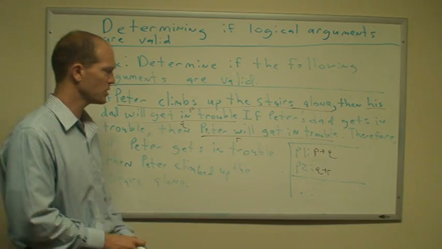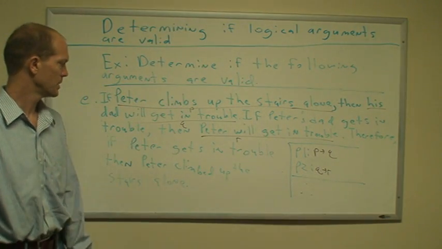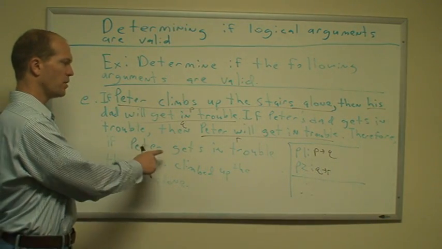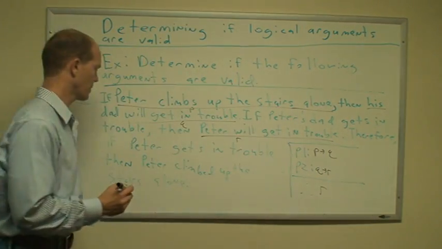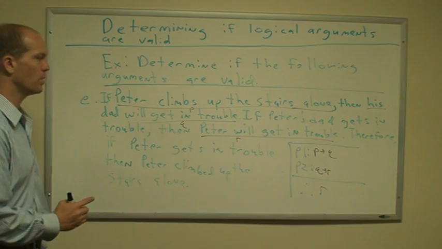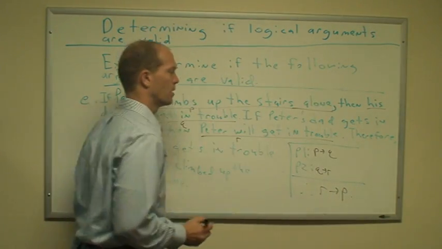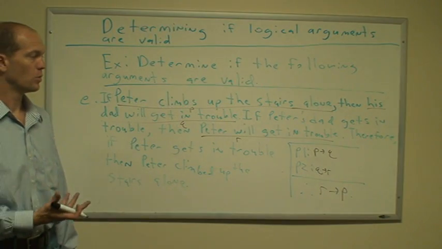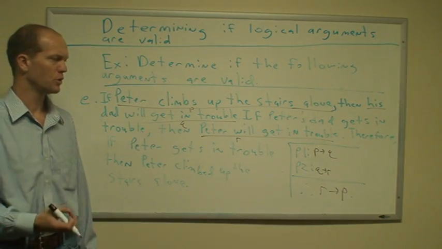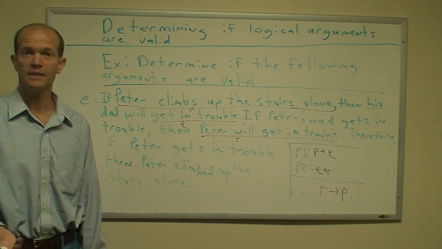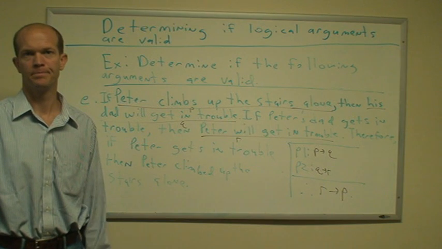Our first 2 premises are again, if P then Q, along with if Q then R. The conclusion, however, if Peter gets in trouble, that's R. If R, then Peter climbed up the stairs alone, that was P. So this gives us a slightly different set of premises and the conclusion really being the only part that's different. Let's see what that does to our argument as we go to determine if it's valid.